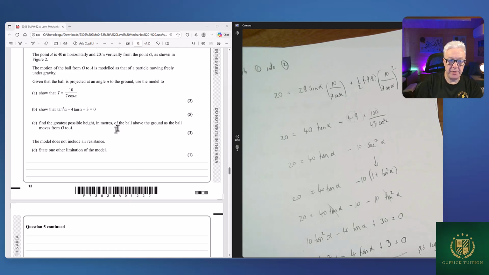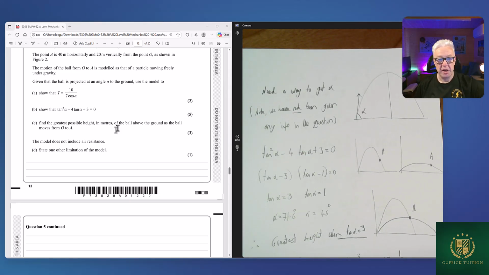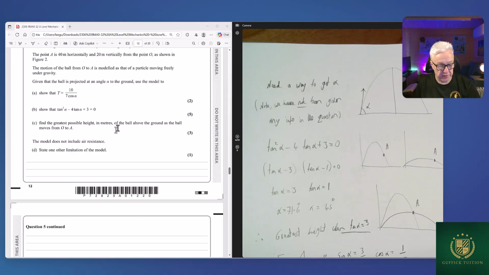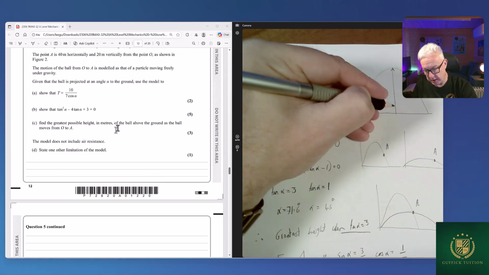Now, this next bit I think is a little bit intriguing and a little bit unusual. I haven't seen this come up very often in questions, but I'm glad it's here because it makes us think a little bit. It says, find the greatest possible height in meters of the ball above the ground as the ball moves from O to A. So in other words, we want to know what this height is here, the greatest height there.